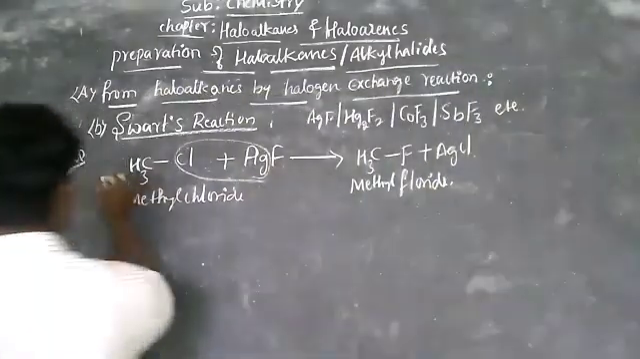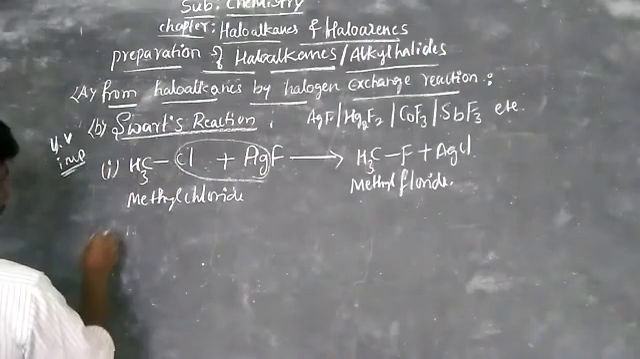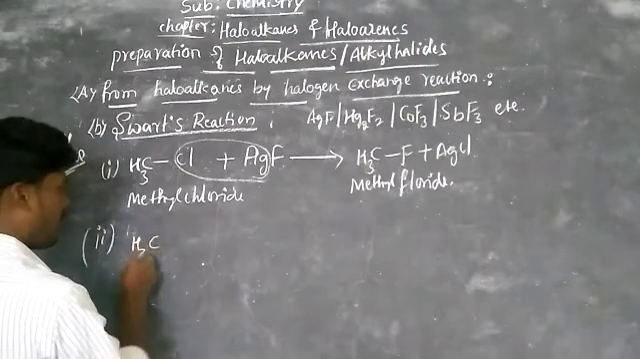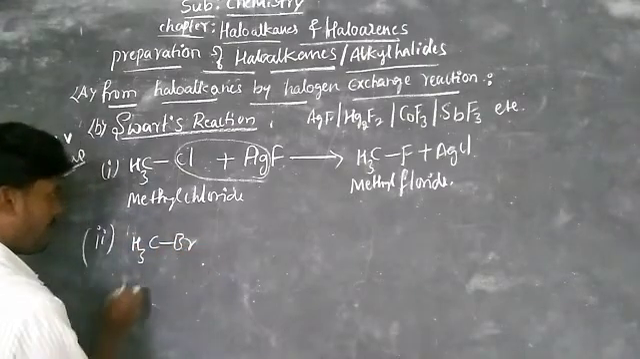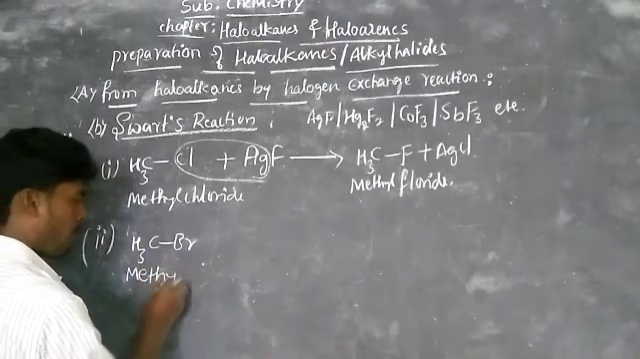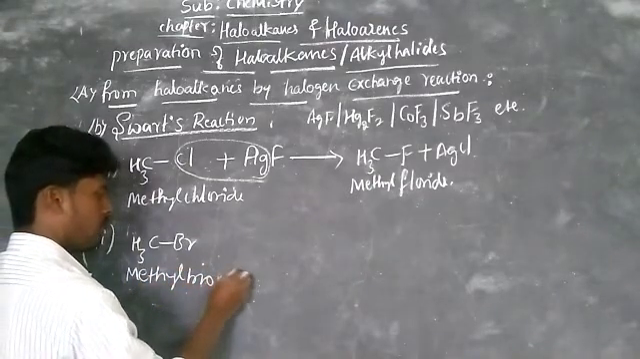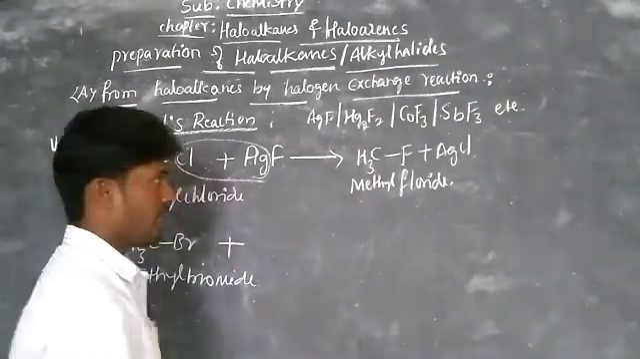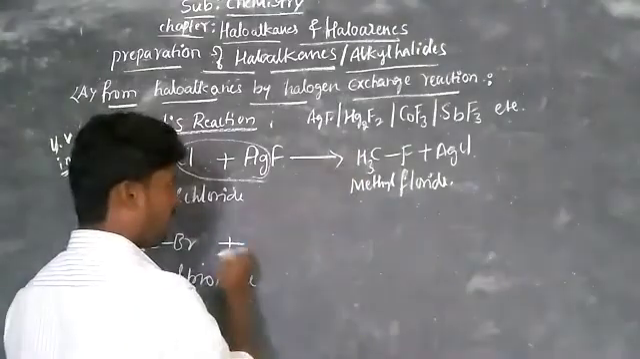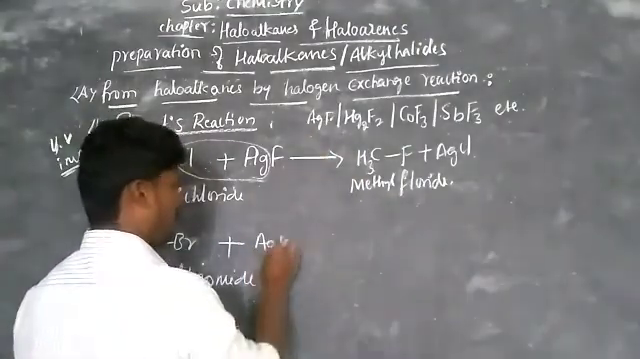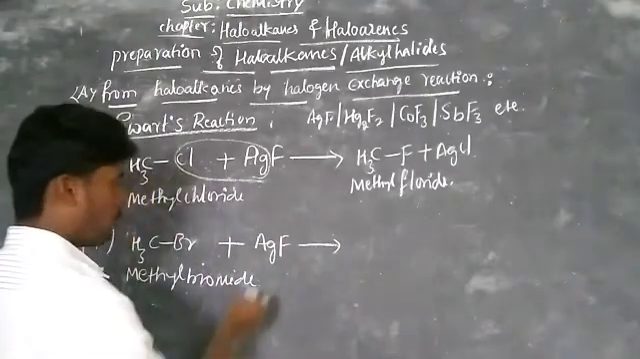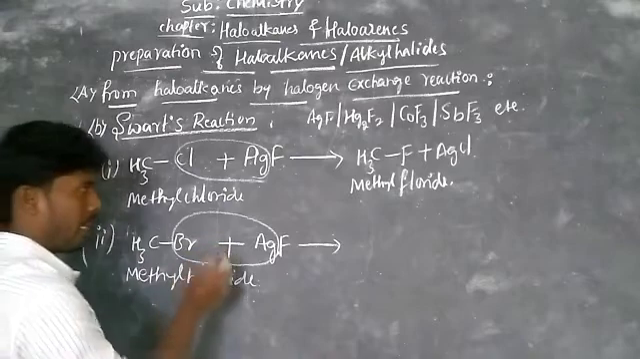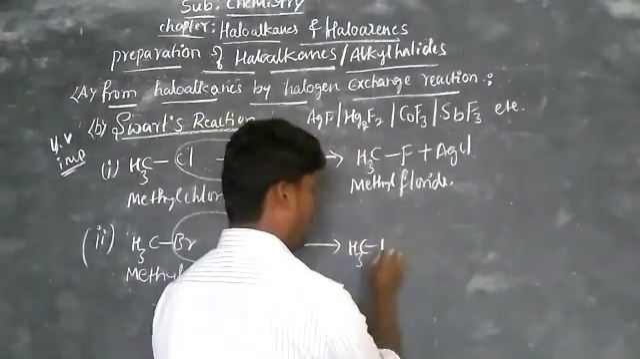Similarly, one more example. This is the first example; let's take a second example. In place of chlorine, take bromine, that is CH3-Br. What is its name? Methyl bromide. Methyl bromide will be treated with any one of the reagents among these three or four, your wish. Take silver fluoride, AgF only. It's very easy to write. So here Ag and Br become AgBr, silver bromide, and methyl fluoride, CH3F, plus AgBr.